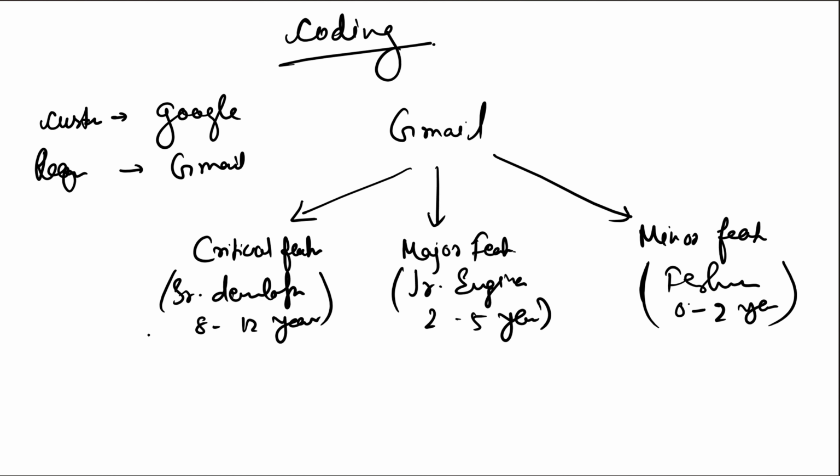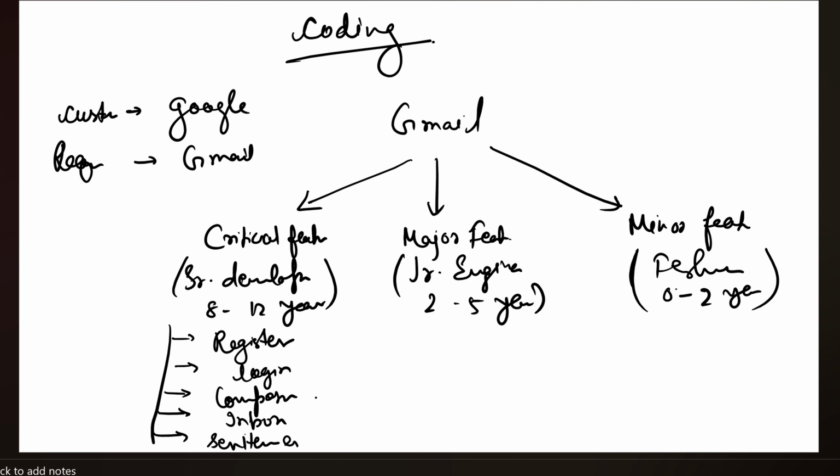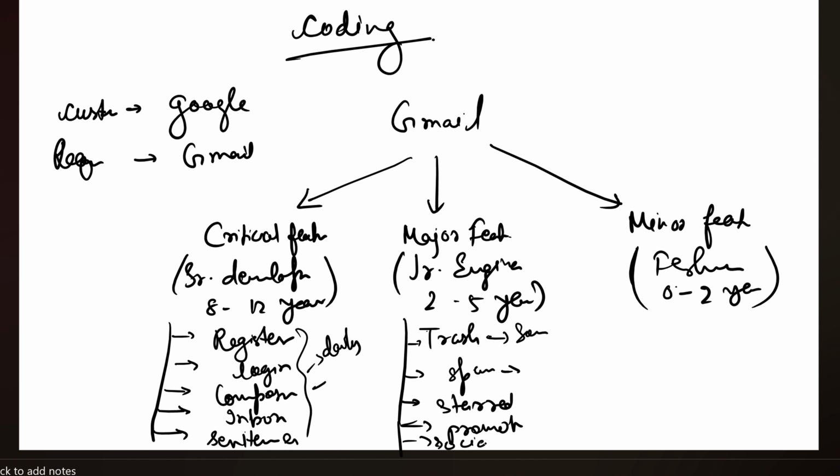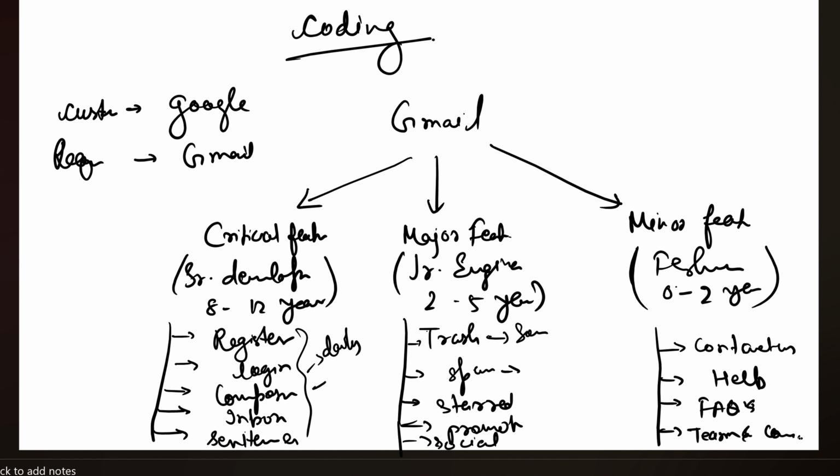So what are the critical features in Gmail? Like register, many people register a day. Like login page, crores of people login. Compose mail, for sending mail we need to first compose mail. Inbox, people check inbox daily. Sent items, we use this daily, mostly used features. And what are the major features? Major features are like trash, we sometimes check it, like spam, starred, promotion, social. And minor features are those that are rarely used, like contact us in Gmail, we rarely use it. Like help in Gmail, FAQs, terms and conditions, we rarely check them. So these are the critical features, major features, and minor features.